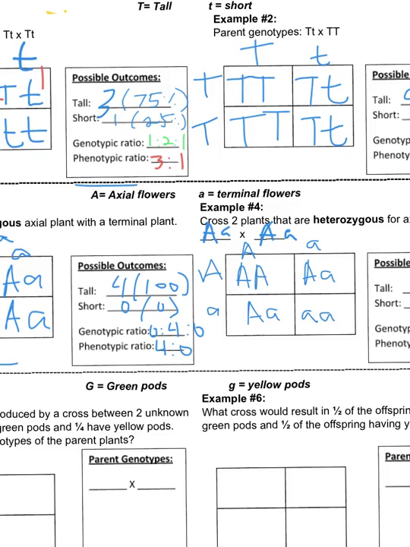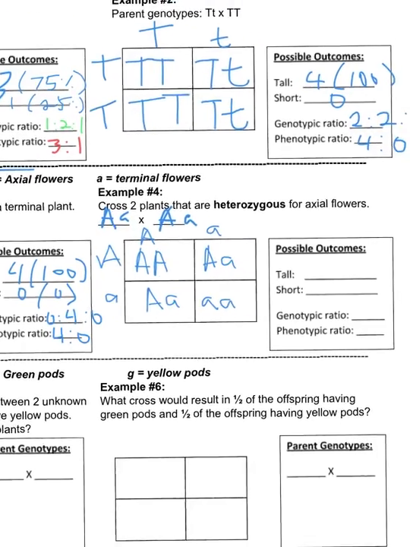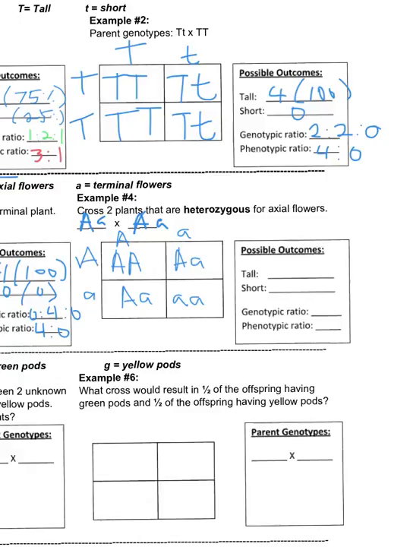Alrighty. So now, let's check out our possible outcomes. How many end up being tall? We have 3 that all have a capital A, the dominant trait. So that's what percent? 3 out of 4 is 75%. And then what percent do we have being short? There's just this one offspring right here. So that's 1 out of 4. That's 25%.